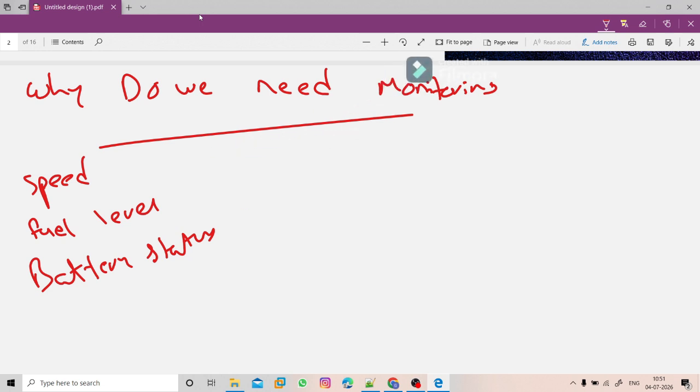If the engine overheats, a warning light appears, right? That's exactly what monitoring does. Monitoring is like a dashboard of your application or your system. It continuously checks the health of your system or application, and alerts you when something goes wrong.